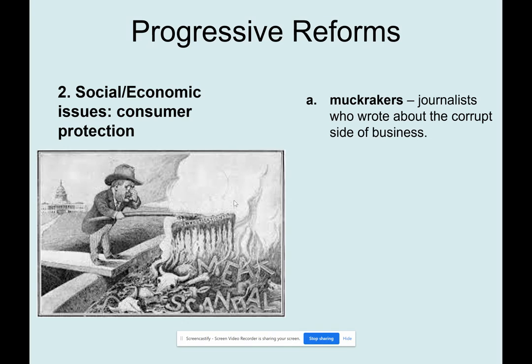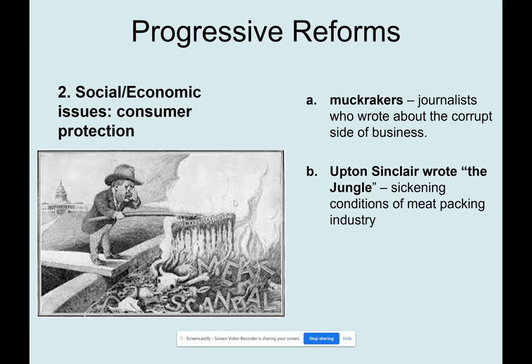The one we looked at last unit was Jacob Riis, who took all those pictures of living conditions. But in this unit, we're looking at another one named Upton Sinclair, who wrote a book called The Jungle, depicting sickening conditions of the meatpacking industry. And actually, Upton Sinclair was a socialist. He wanted a socialist revolution. That was the purpose of his book.